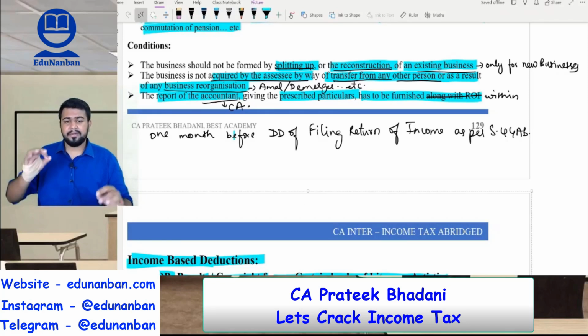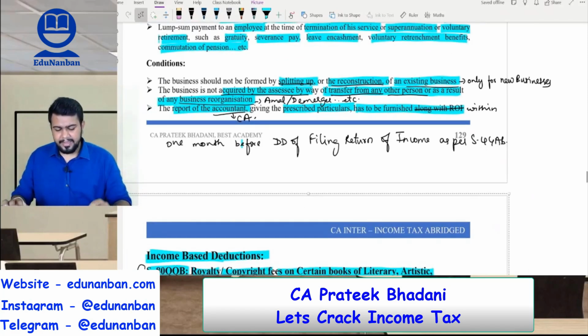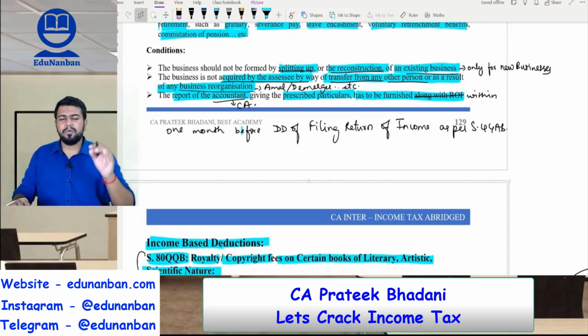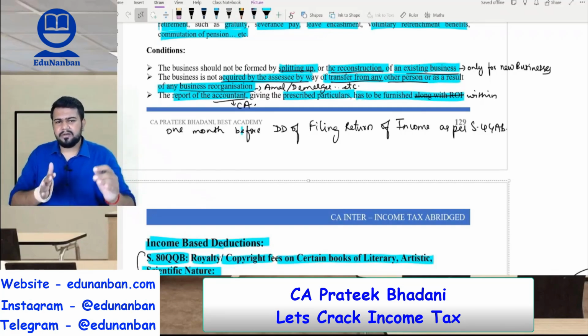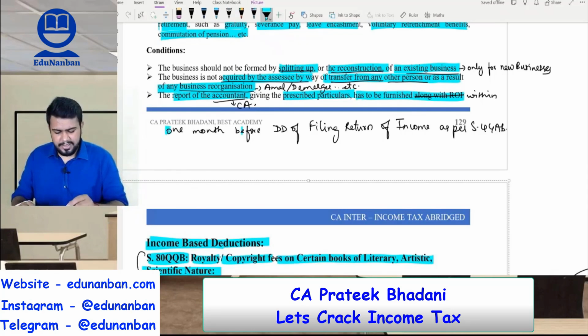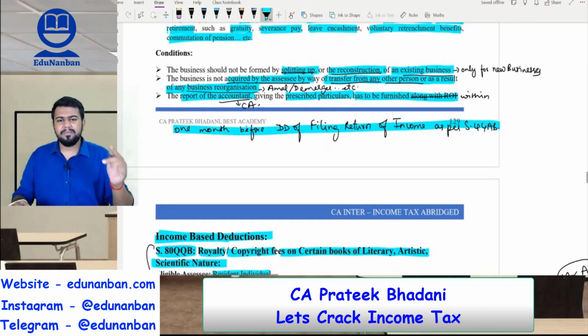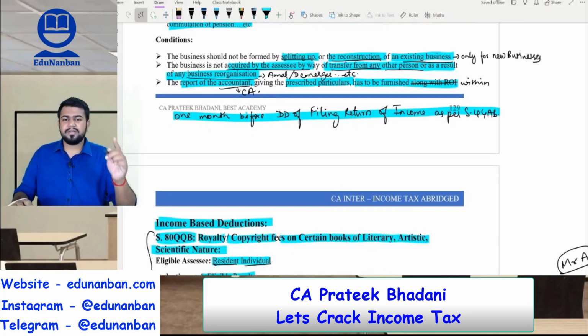It is given. Then last but not the least, if 80JJAA deduction has to be taken, then you should take a report from an accountant. An accountant means a chartered accountant, and such report should be submitted 1 month before the due date to file the return of income under section 139(1). Earlier it was along with the return of income, but now there is an amendment. It means 1 month before the due date to file the return of income under 44AB. 44AB only contains the tax audit due date. So the tax audit due date has changed. Similarly, here also there is a change.